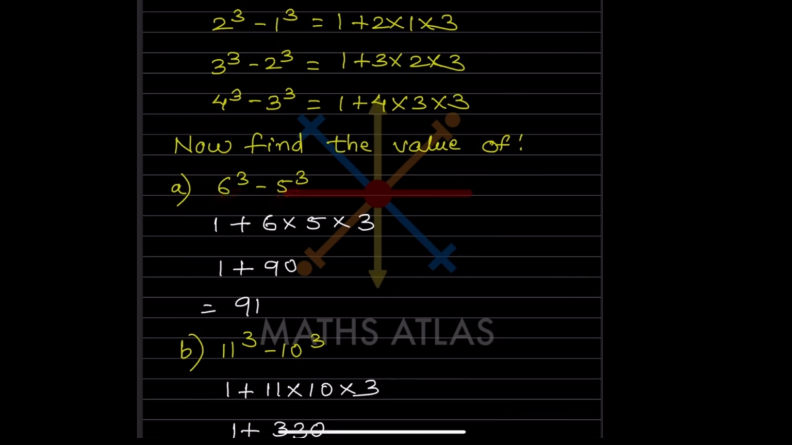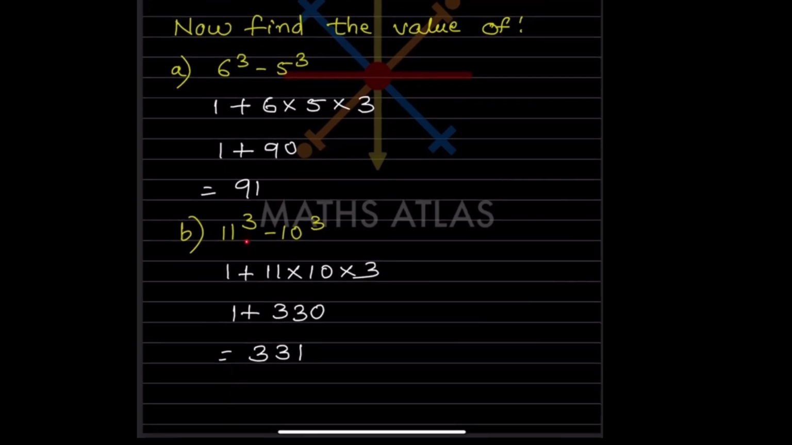So what will be the answer? This is 1 plus, and this is all multiplication. 6 5s are 30, and 30 3s are 90. So 1 plus 90, because you need the final answer. So 1 plus 90, that is going to be 91.